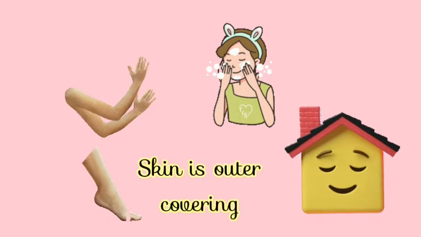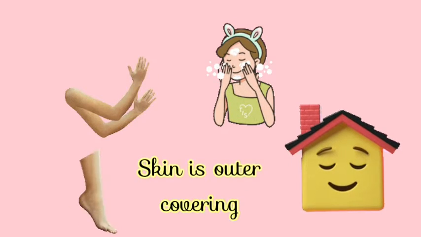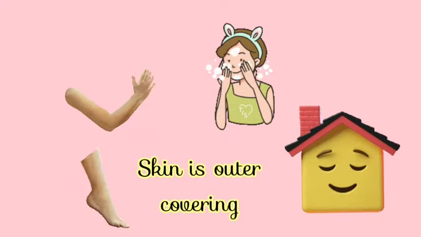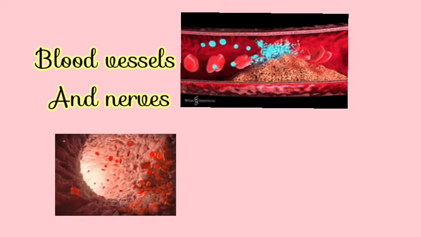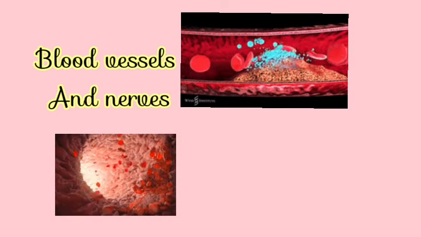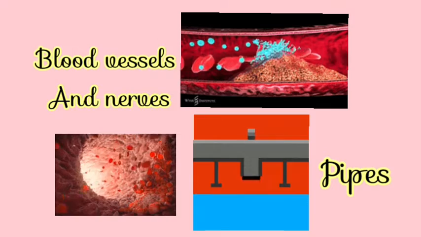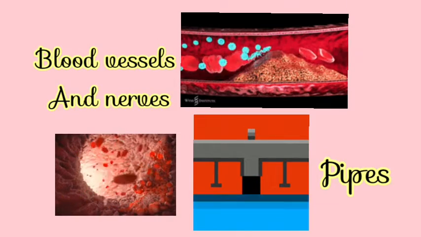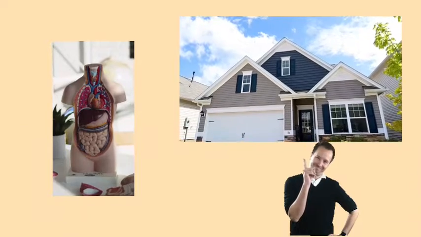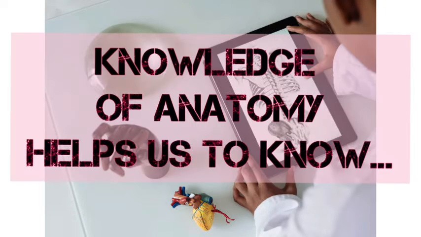Skin is the outer covering of our body and can be compared with the plaster of a house. And just as we have blood vessels and nerves for the supplying of blood to the organs and tissues of the body, buildings also have an invisible pipeline network that keeps them alive. So a building's foundation is most like the human body.